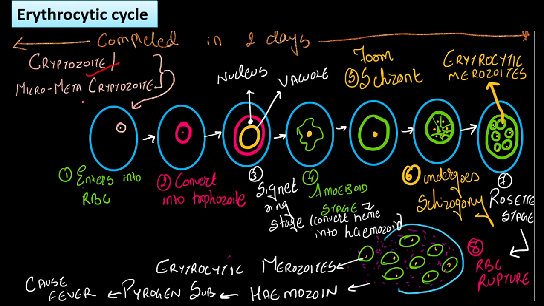See this diagram over here. Cryptozoite or micrometacryptozoite is going to enter into RBC. It is going to convert into the trophozoite. In trophozoite there will be the formation of vacuole and which gradually increases and pushes the nucleus and cytoplasm in one corner, which gives a ring-like structure. So we have given the name signet ring stage. Now after that it loses the vacuole and there will be the formation of pseudopodia. Now since the formation of pseudopodia is there, हम इसको क्या बोलते हैं? Amoeboid stage बोलते हैं, right?